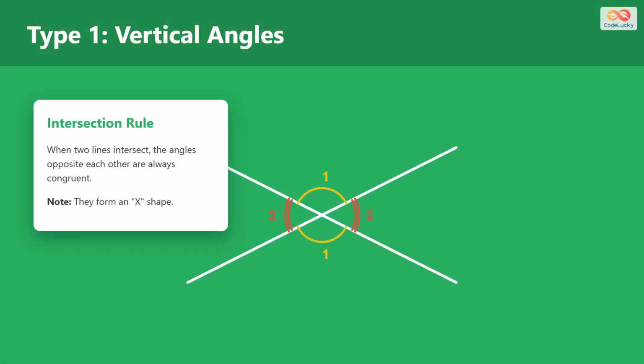Where do we find these angles in the wild? The most common place is with vertical angles. Whenever two lines cross each other, they form an X shape. The angles that are opposite each other, like the top and bottom ones here, are always congruent. They are mirror images of each other.